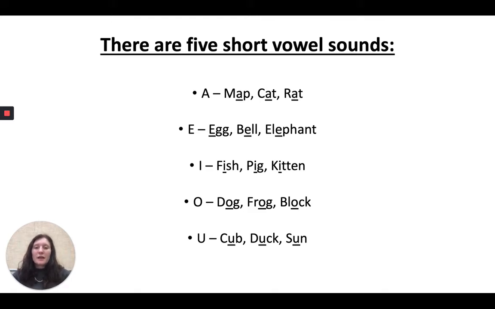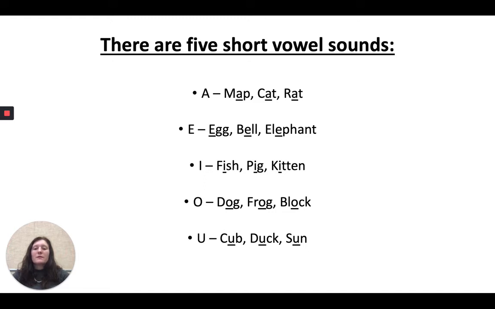So let's first look at the short vowel sounds for A. So some examples of words with the short vowel A sound are map, cat, and rat. So in all 3 of those words, we hear the short vowel A sound as A. All right, next up we have E. So we have the short vowel E sound in egg, bell, and elephant. So we hear the short vowel E sound makes the sound.